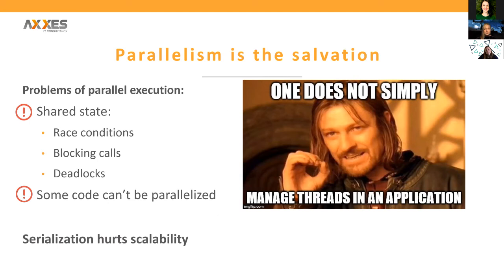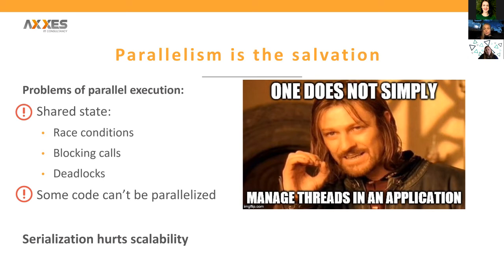And if you have tried to manage threads in an application and to manage your own thread pool, that is really a tricky thing to do, because you will run into race conditions, you will have blocking calls, you will probably end up with deadlocks somewhere, and there's always a little bit of your code that you cannot parallelize. There's a little bit of code that needs to be serialized, and this serialization will really hurt your scalability.